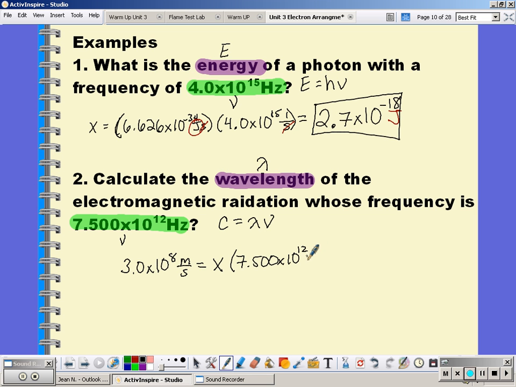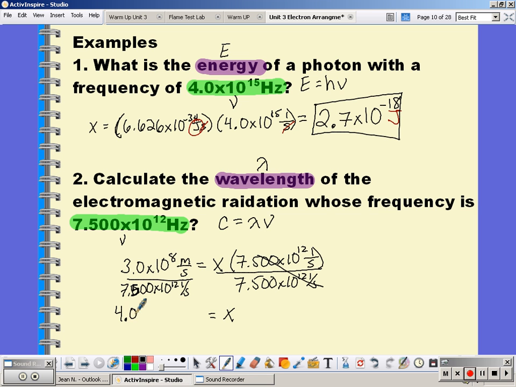Again, instead of writing hertz, I'm going to do 1 over seconds. So mathematically, to solve for x, I'm going to divide by my frequency. Again, make sure you use the special button in your calculator. We need 4 significant figures.